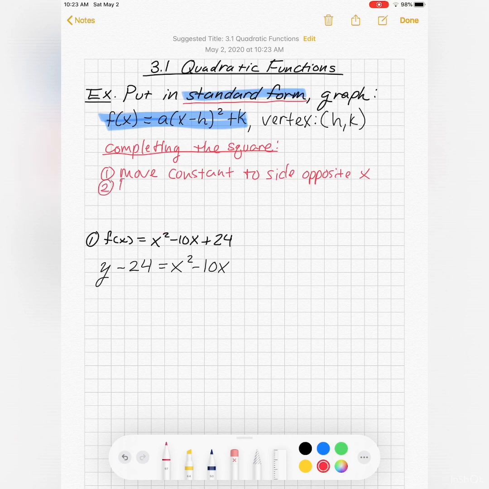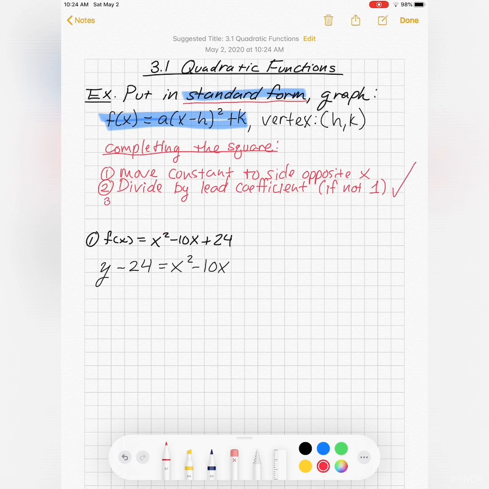Okay, step 2. Divide by the lead coefficient, if not 1. In other words, I have to have a 1 in front of the x squared. You see how in this case, I already have a 1 in front of x squared. So if there were a number there like 2, say, I'd divide both sides by 2. All right, we'll talk about an example like that later. In this example, there's no number multiplying the x squared, just a 1. So that step is done.